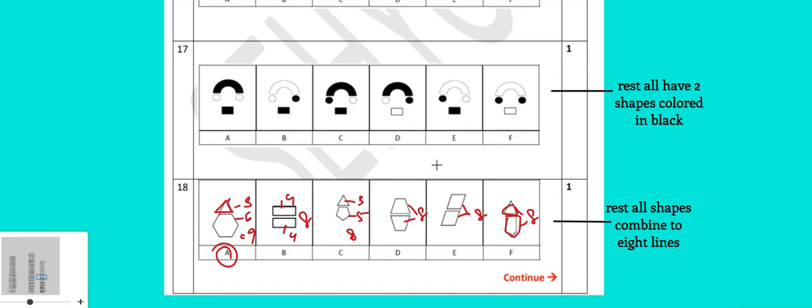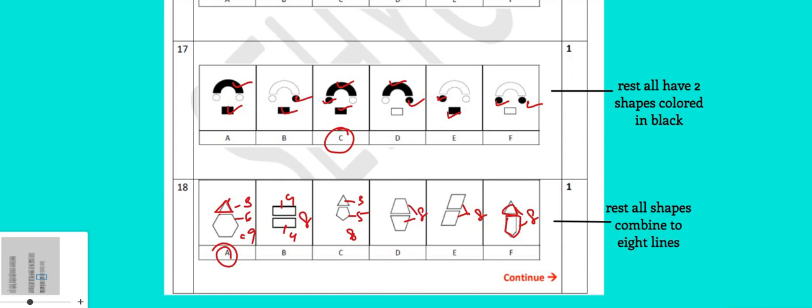Moving on to the next example, that is example number 17. Here we can notice that the rest all have 2 shapes colored in black. So for A here we have 1 and 2. For B here we have 1 and 2 shapes colored in black. For C we have 1, 2 and 3. Therefore C could be our correct answer, but let us look at the rest as well. So it is 1 and 2, 1 and 2 and 1 and 2. Therefore yes, C is our correct option for this question.